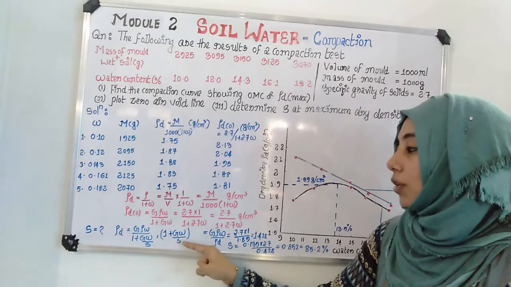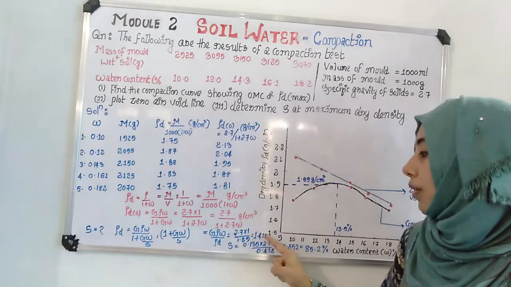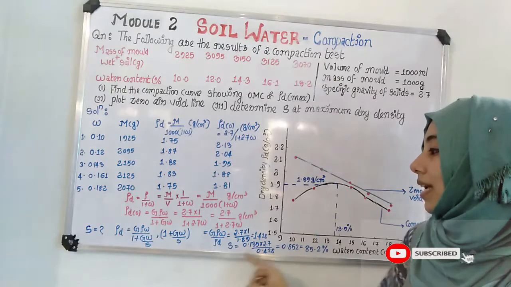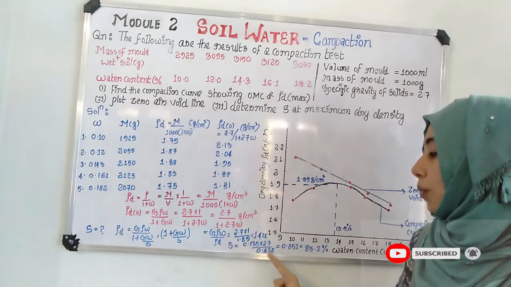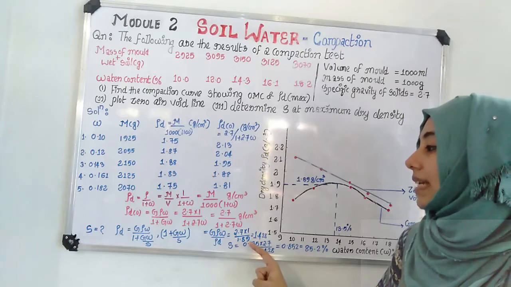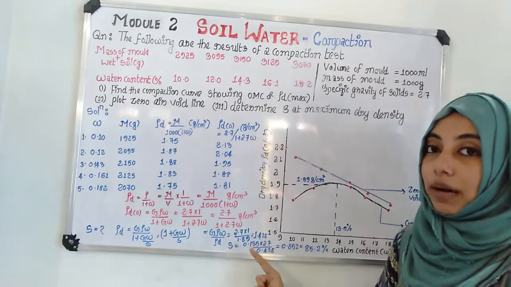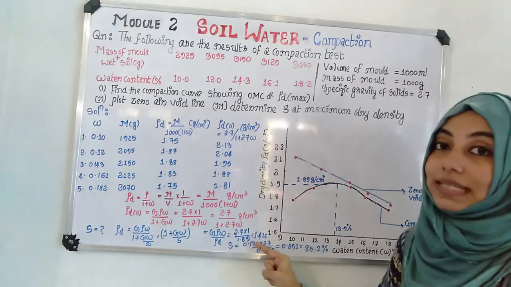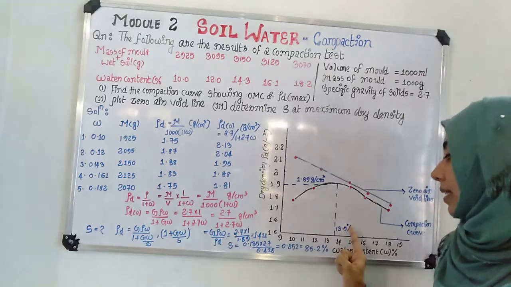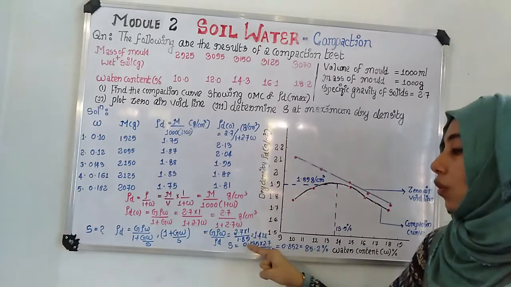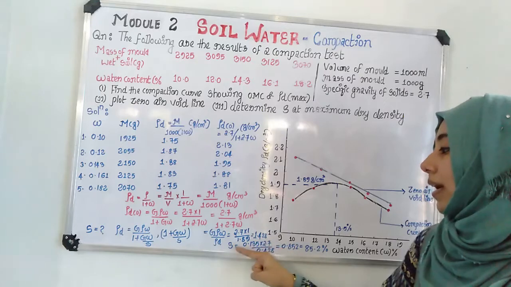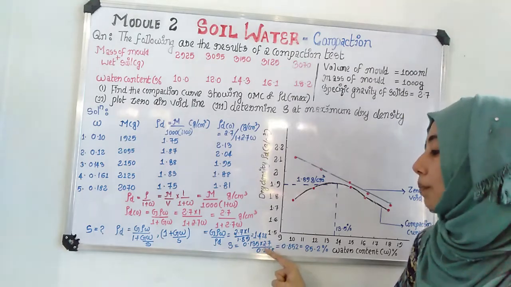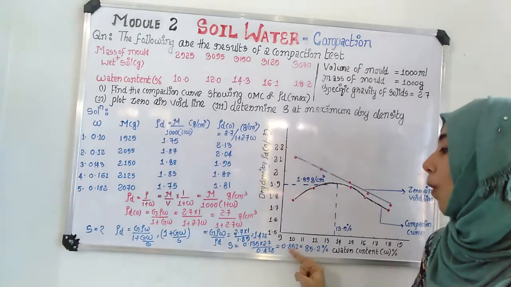From this, G W by S is equal to 1.428 minus 1, that is 0.428. G W by S is equal to 0.428. Then S is equal to G W divided by 0.428. G is equal to 2.7 and W is the optimum moisture content, that is 13.5%, which is equal to 0.135. Then S is equal to 0.135 into 2.7 divided by 0.428, which is equal to 0.852.